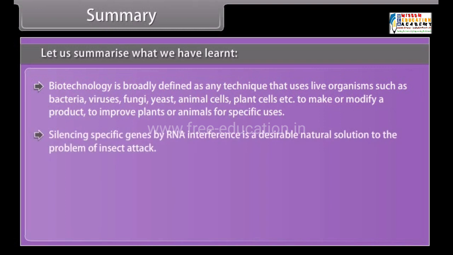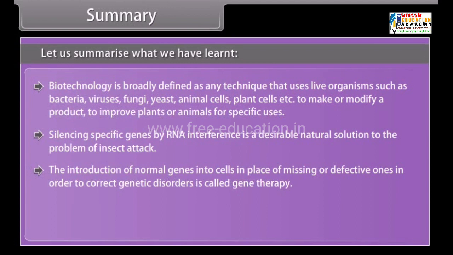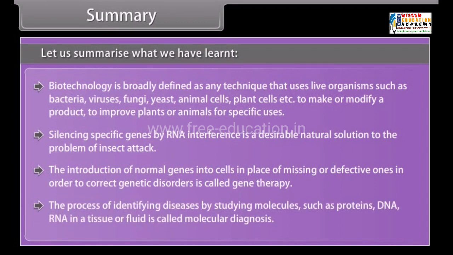Silencing specific genes by RNA interference is a desirable natural solution to the problem of insect attack. The introduction of normal genes into cells in place of missing or defective ones in order to correct genetic disorders is called gene therapy. The process of identifying diseases by studying molecules such as proteins, DNA, RNA in a tissue or fluid is called molecular diagnosis.